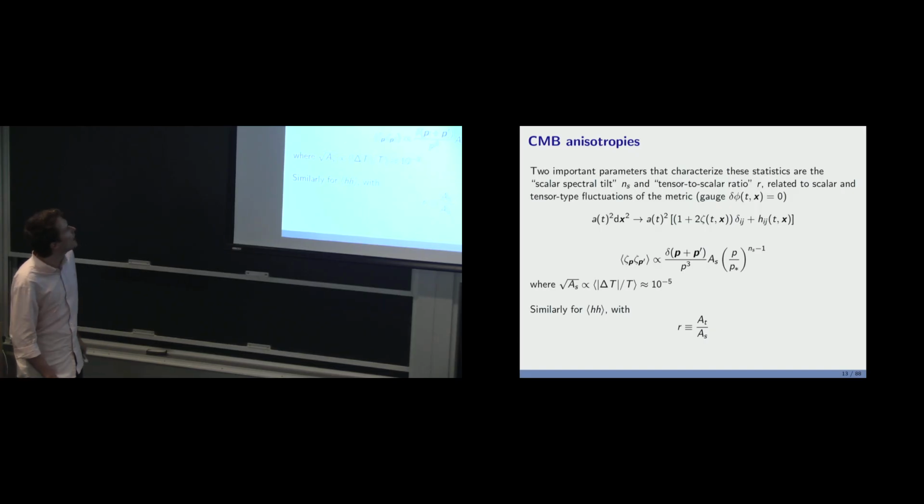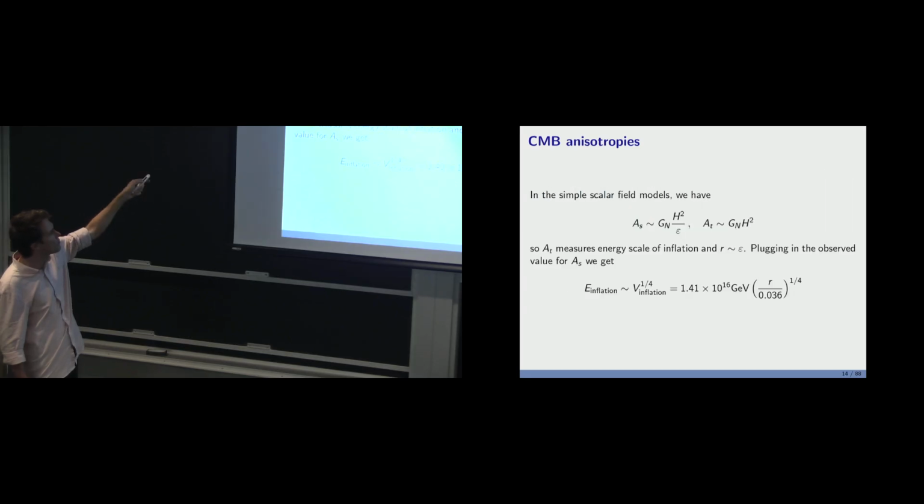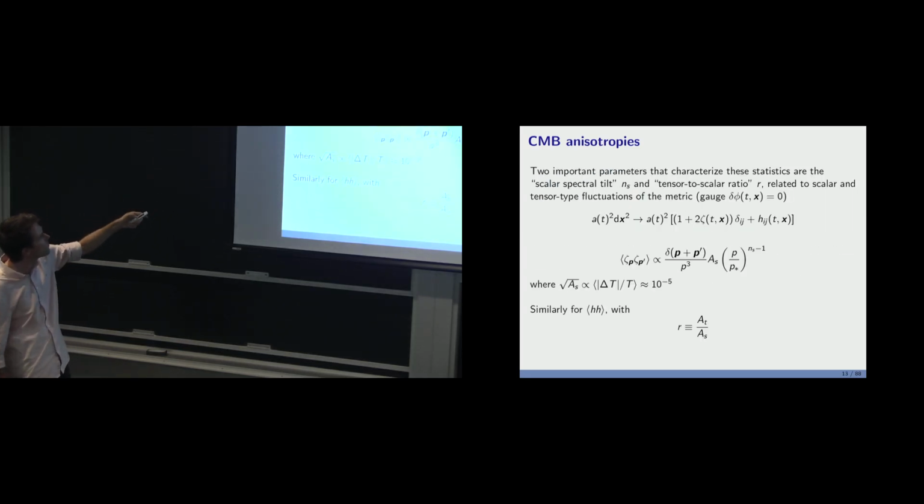Okay, so now I want to come to two parameters, out of many that we sometimes use to describe the characteristics and statistics of the CMB anisotropies and of inflation: the so-called scalar spectral tilt and the tensor to scalar ratio. And these things characterize the power spectrum of fluctuations in the metric. So there are scalar type fluctuations, which are parameterized by the scalar zeta, and tensor fluctuations. These things have a 2-point function and a power spectrum described by this kind of form, where this n_s is the deviation from scale invariance.